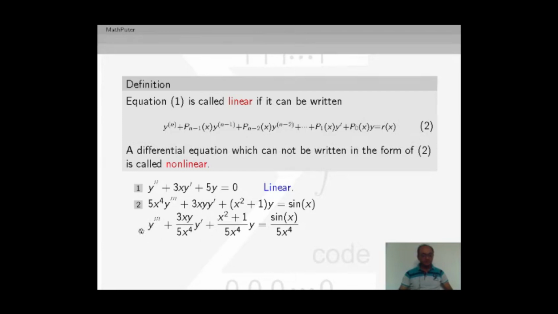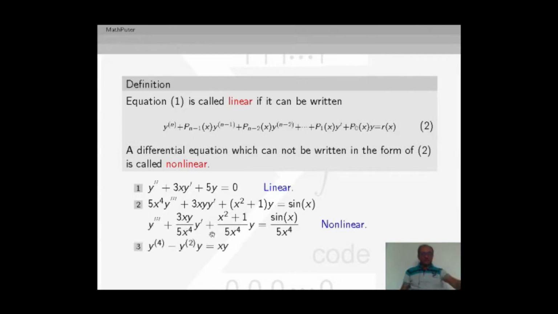Now let us compare. The highest order derivative term has coefficient 1. Then y dash has coefficient 3xy upon 5x raised to 4. But this form says the coefficient of the derivative term y dash must contain only variable x. That is the required thing. But here it contains x, x raised to 4, and variable y also. So this is not a function of x only, right? That means this is not in this format. So this is a non-linear differential equation of order 3.